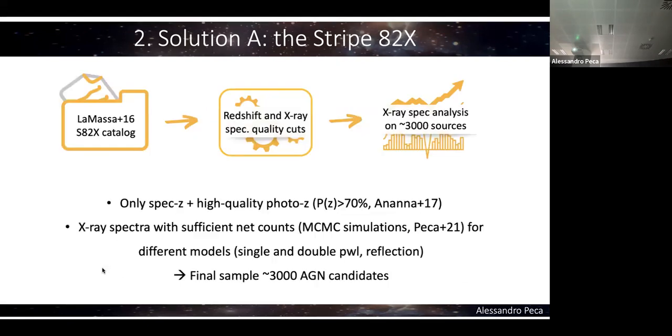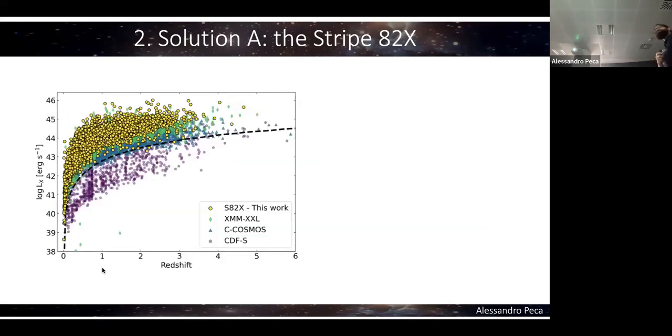And this is a sketch of what we did. We started from the LaMassa 16 master catalog, then we made some redshift and X-ray spectral quality cuts, meaning that we took only sources with spectroscopic or good quality photometric redshifts. We also made extensive use of MCMC simulations to get the minimum number of X-ray photons for which you can get a reliable fit. At the end of these cuts, we got a final sample of around 3,000 AGN candidates.